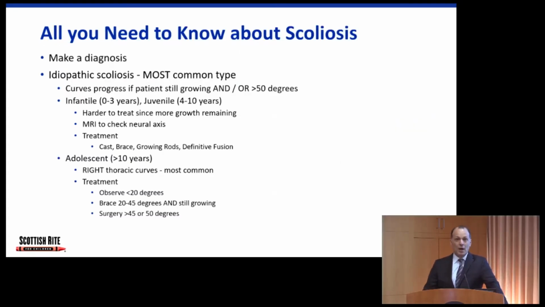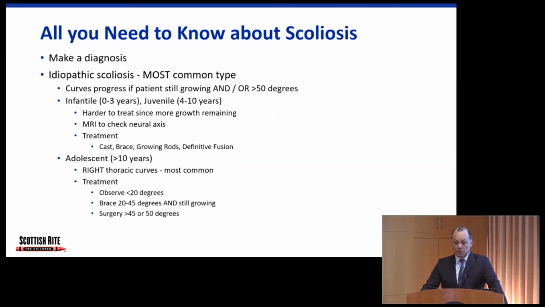So I try, in a single slide, to put what you need to know. And this is all you really need to know about scoliosis. So the most important thing is to make a diagnosis. Like in any patient that you see, you need to make a diagnosis. Idiopathic scoliosis is by far the most common type of scoliosis we manage.